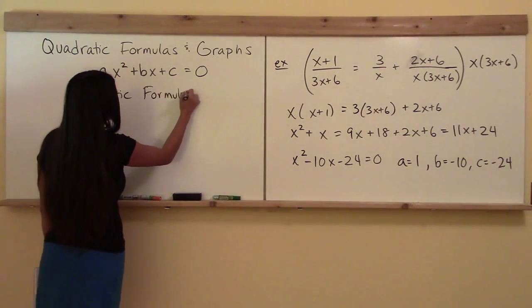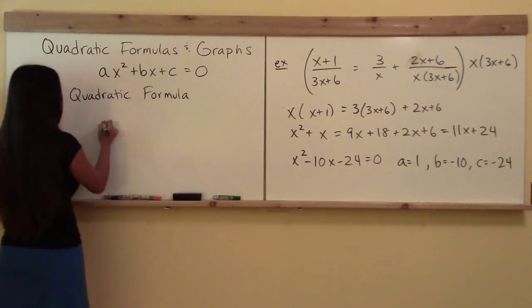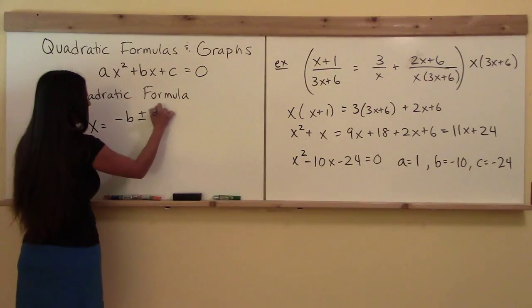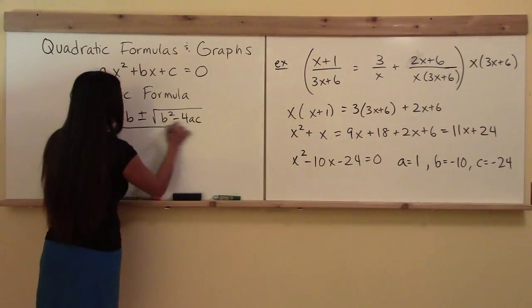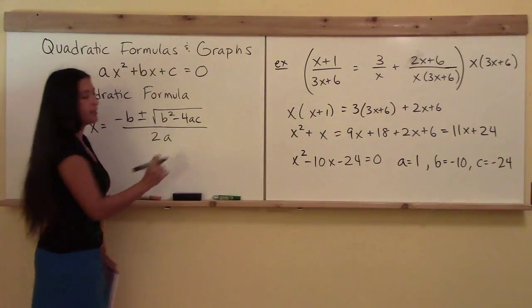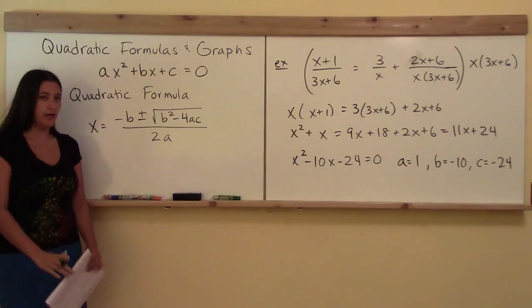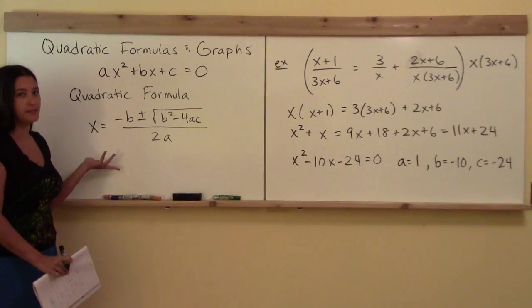The quadratic formula gives you the values of x that are going to solve this equation. And here it is. The values of x that solve it are minus b plus or minus the square root of b squared minus 4ac, that whole thing divided by 2a. Have you seen that before? Maybe, maybe not. Now let's just look at it for a minute and talk about what it means.